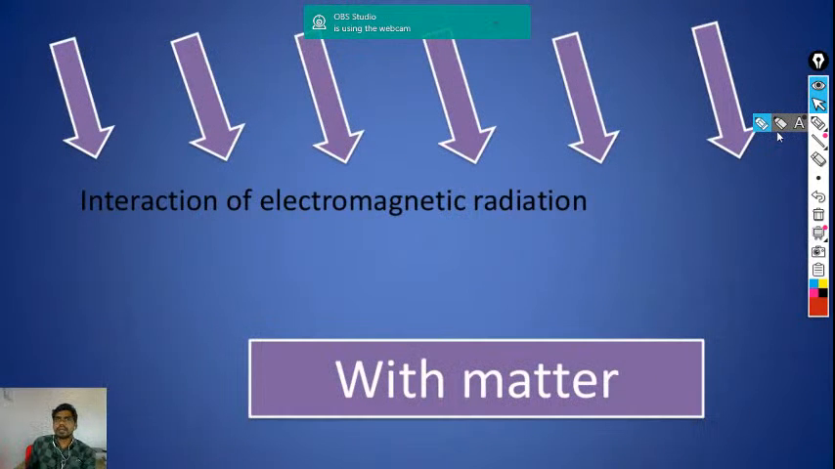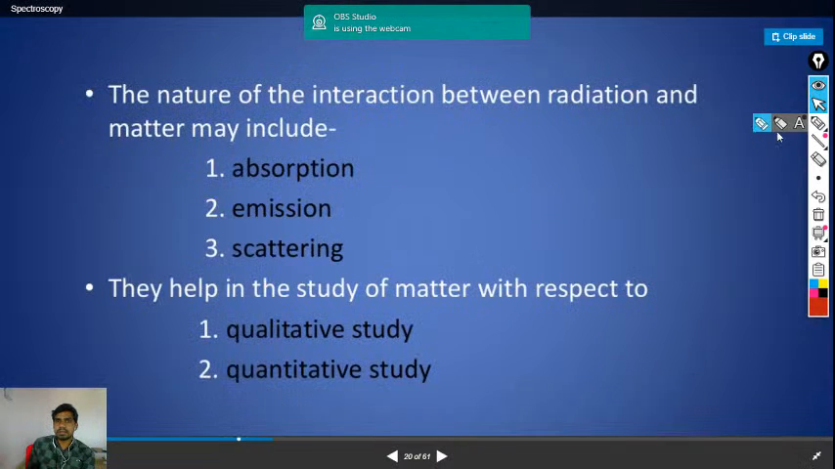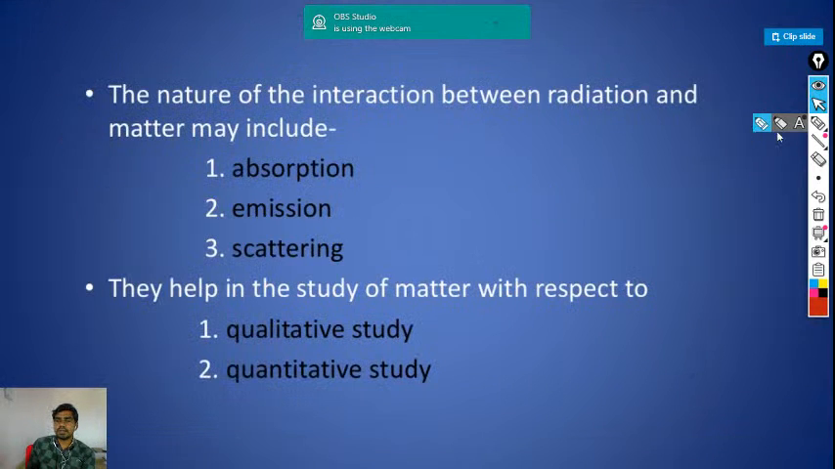So next we're going to study the interaction of electromagnetic radiation with matter. So it is the incident view of the light onto the matter. When light is incident, meaning falling onto the material, there will be three phenomena.